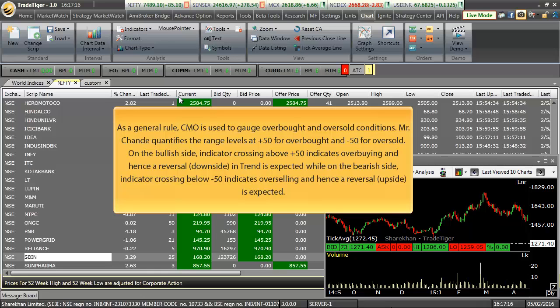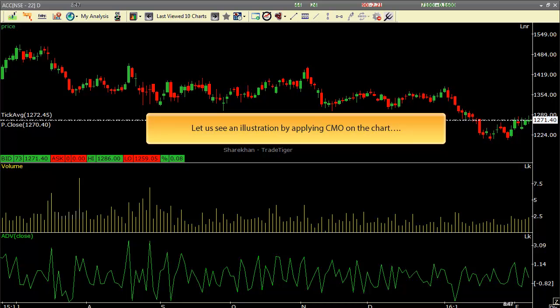On the contrary, if the indicator is crossing below minus 50, it indicates overselling of that particular stock, and hence a reversal is expected on the upside as well. So let us apply CMO on the real chart and see how this indicator looks.